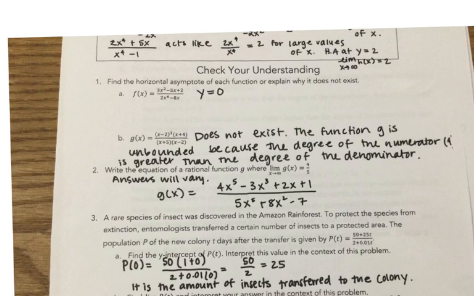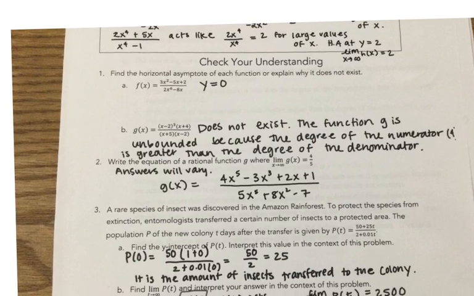B, what's the limit as t approaches infinity of P of t? Again, that's a fancy way to ask what? Where's the horizontal asymptote? Is it a big number? 25,000? No, 2,500. 25 over 0.01. Leading coefficient divided by leading coefficient. 25 over 0.01, which is 2,500.